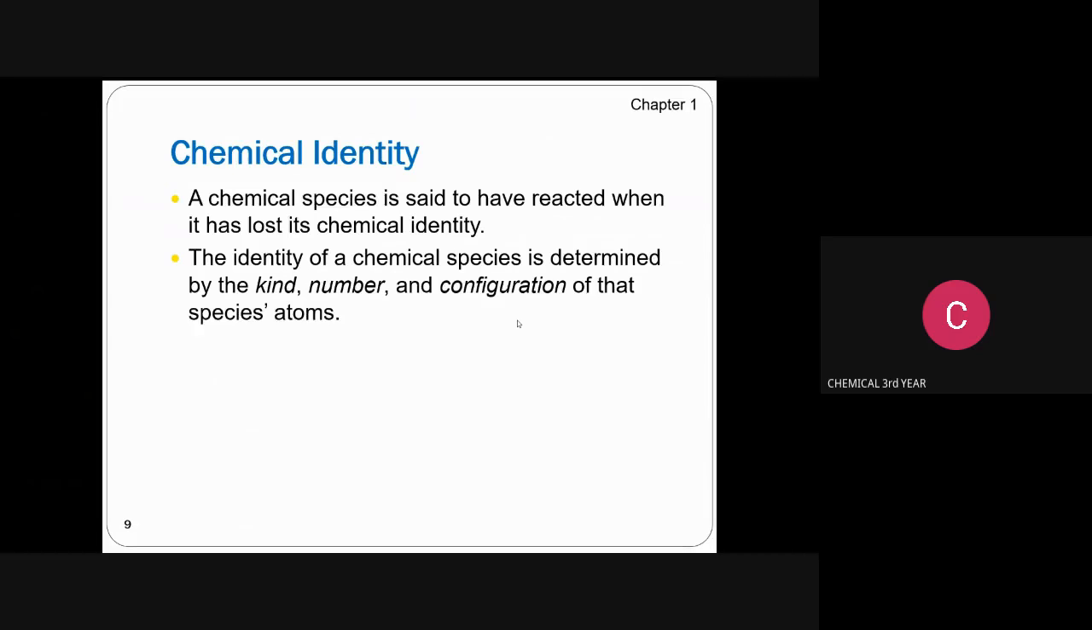A chemical species is said to have reacted when it has lost its chemical identity. The identity of a chemical species is determined by the number and configuration of the atoms. Chemical identity is a simple identification process, made up of what kind of atoms they have, how many atoms they have, and the configuration of the atoms.